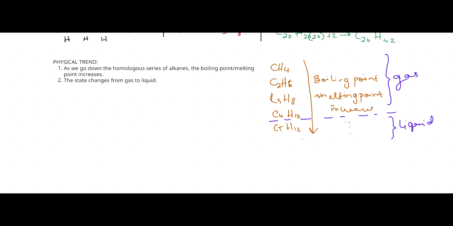Now, when we talk about density, the density will also increase as we go down the group. So the state changes from gas to liquid as we go down the group. Yes, as we go down the group. Exactly.